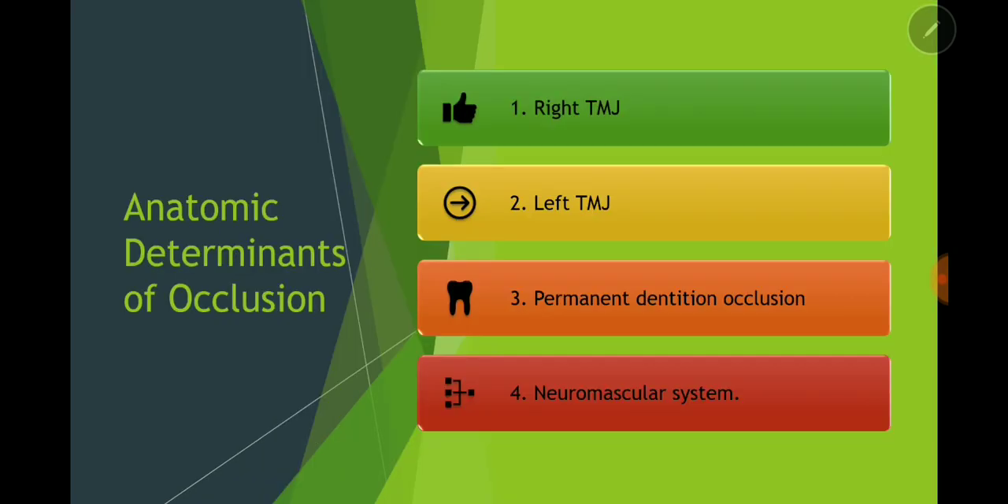So what are the anatomic determinants of occlusion? We reviewed in the previous lecture the anatomic determinants of occlusion, and you know there are four. This is the right TMJ, the left TMJ, and the permanent dentition. Notice that I mentioned permanent, not primary. Primary teeth have to maintain the arch space, but they are not critical. They are not determinants of the final occlusion. The fourth one is the neuromuscular system, where you have the masseters, the pterygoids, and the temporalis muscles. Also, you have the infrahyoid muscles, which play a role. So there are four determinants of occlusion.